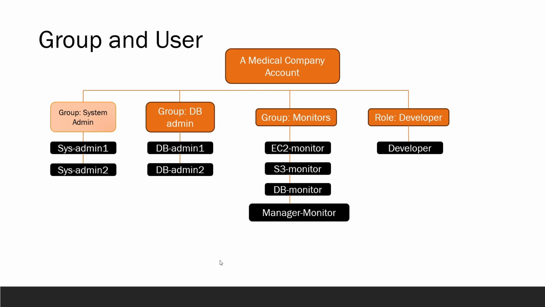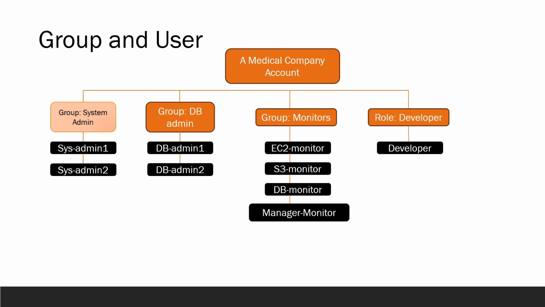For the users and groups, we have a system admin group, a DB admin group, monitors, and a developer. We don't have a lot of system admins. We only have two system admins, two database admins, and for the monitoring staff, we have four monitoring staff because there's a full stack on the web tier, application tier, database, and manager. For the developer, it's just one developer we need in this project.